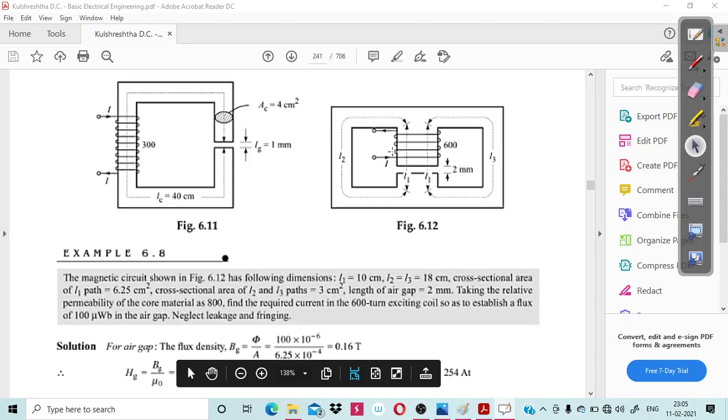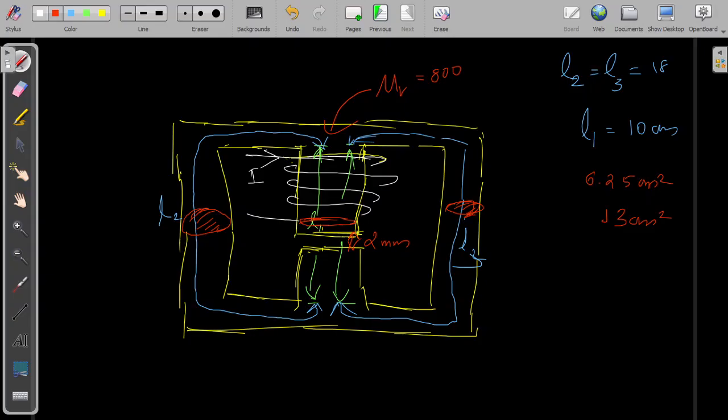That means this winding has a total number of turns equal to 600. And the examiner is asking you to find the required current, that is the magnetizing current, in that 600 turn exciting coil, so as to establish a flux of 100 microweber in the air gap. Neglect leakage and fringing. So that is our problem.